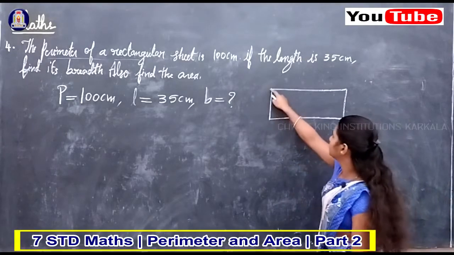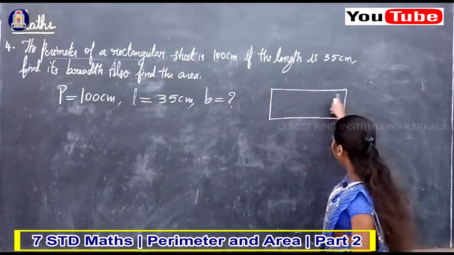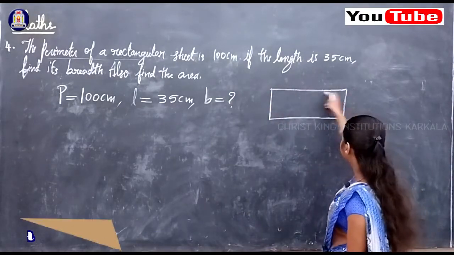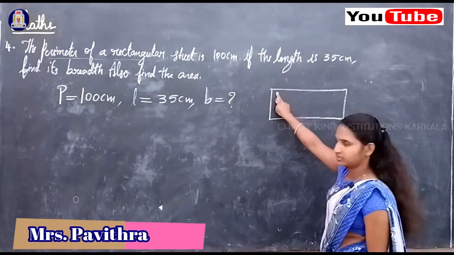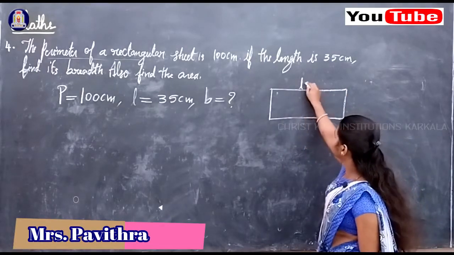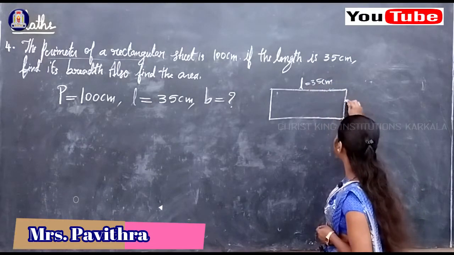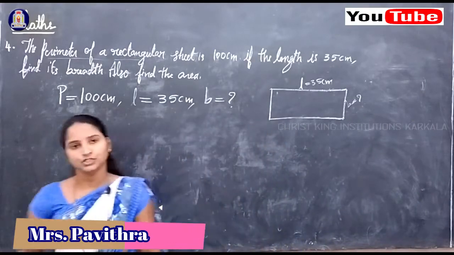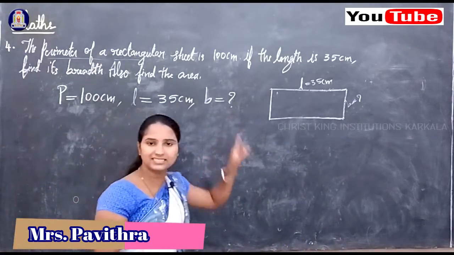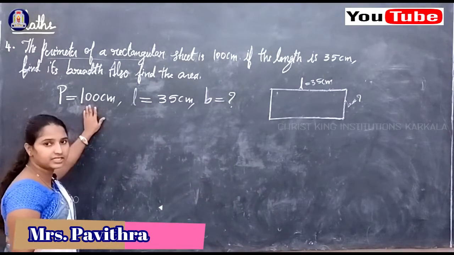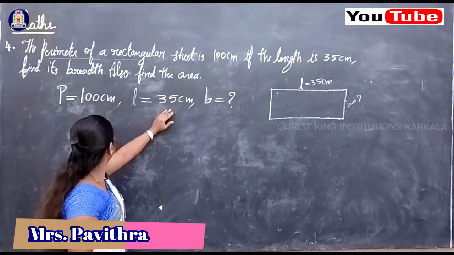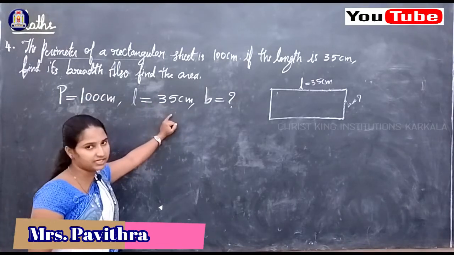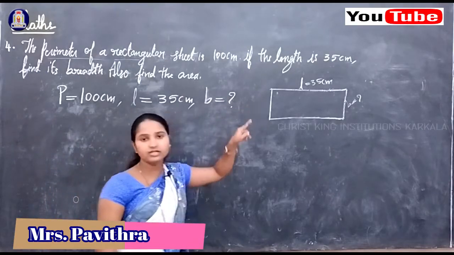Clear? So in this, perimeter means adding all the sides, the length of the sides. So first this is a length, breadth. Clear? So in this, length is given 35 centimeter and breadth is not given. We don't know what is the breadth of the rectangular sheet. And perimeter, the total length is given. Total length is 100 centimeter, and next, only one side is given, 35 centimeter, that is length, and we don't know what is the breadth of the rectangle.